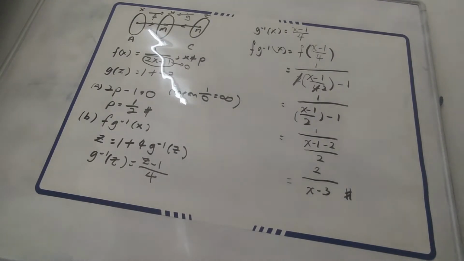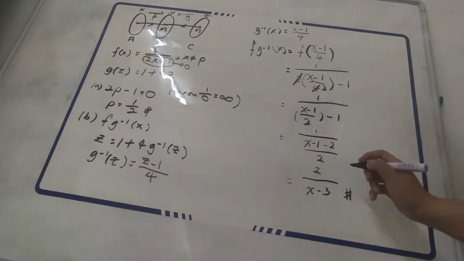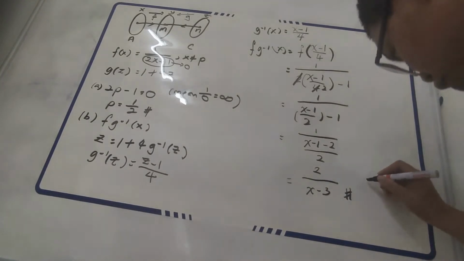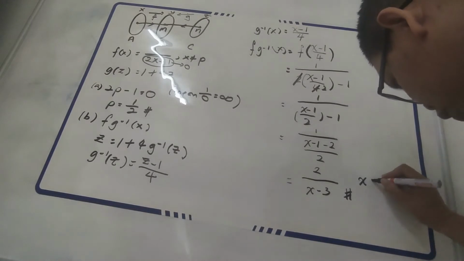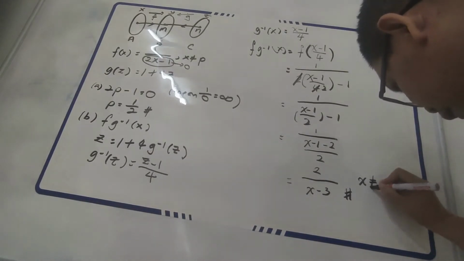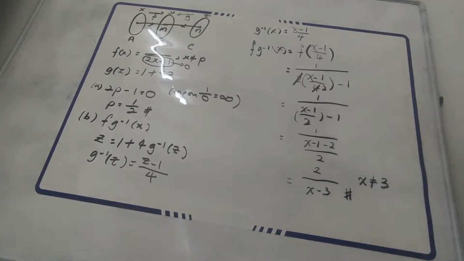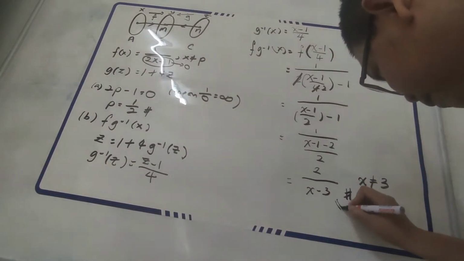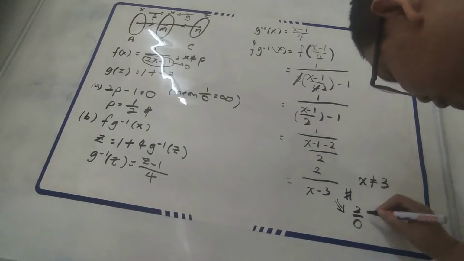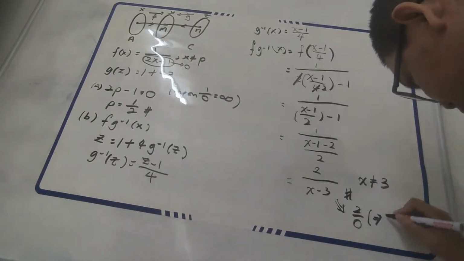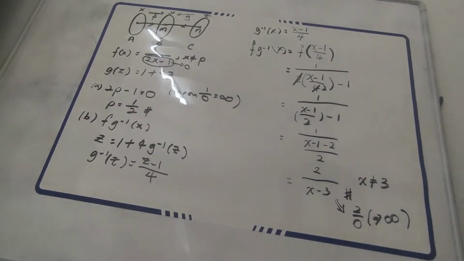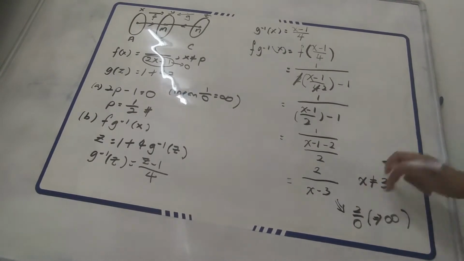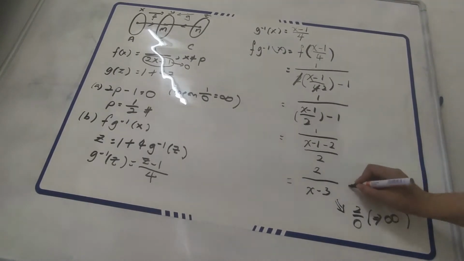And don't forget you need to write down some condition. Your function cannot be defined if x equals 3, because when you put 3 inside here, it will become 2 divided by 0, then become infinity. So that's why this is the condition. Don't forget to write it. Put a comma here.